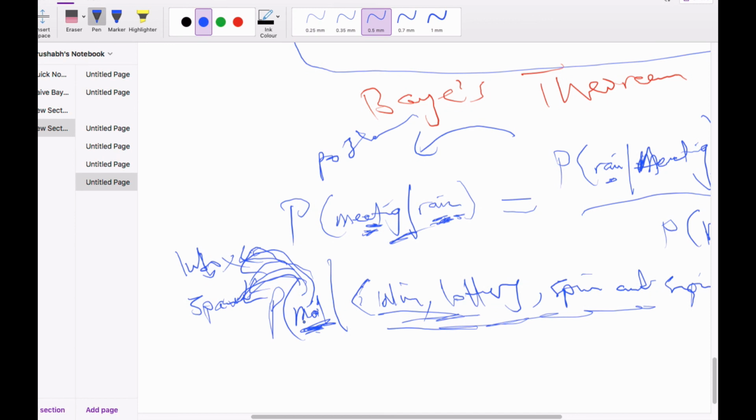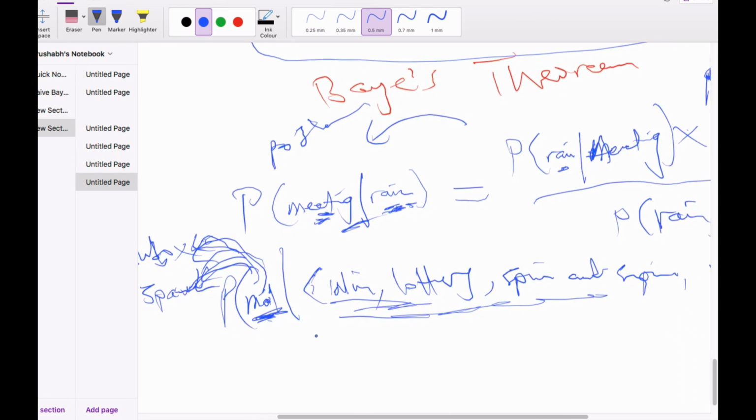Whether an email will land in your inbox or not, they base on this Bayes theorem to do that. We will see more of this as we progress in the course. So let's proceed to the lab session and see how we are going to use this Bayes theorem to build a classification algorithm. See you in the lab session.